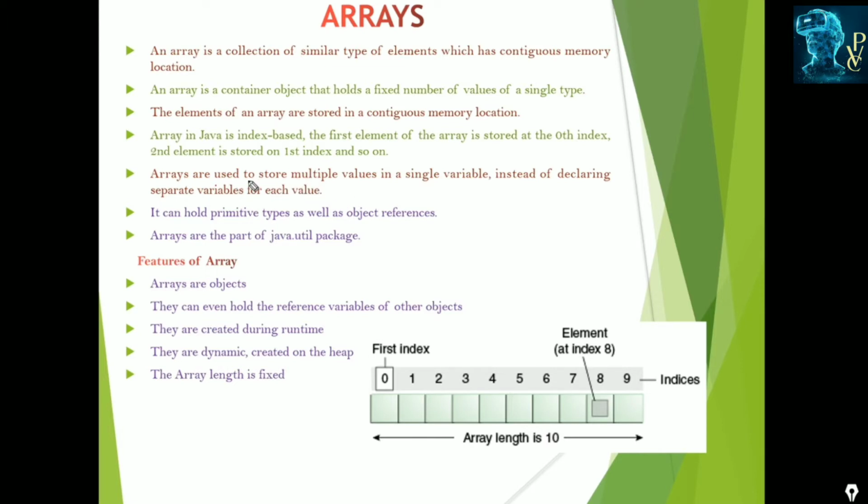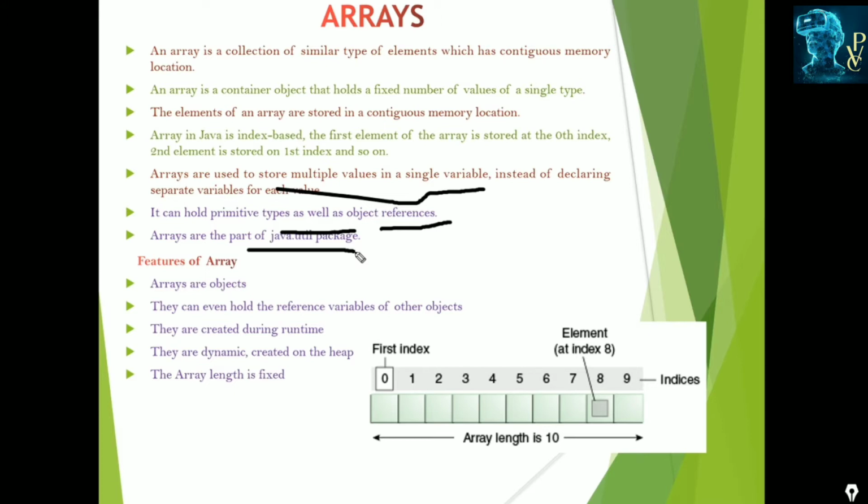Okay, arrays are used to store multiple values in a single variable. Instead of declaring separate variables for each value, we can use arrays. And arrays hold primitive types as well as object references. Different objects can also be declared as an array. Okay, and arrays are part of the java.util package.